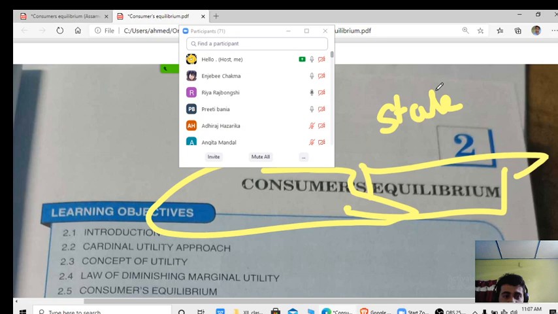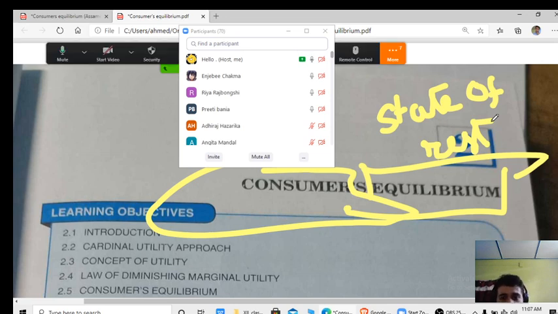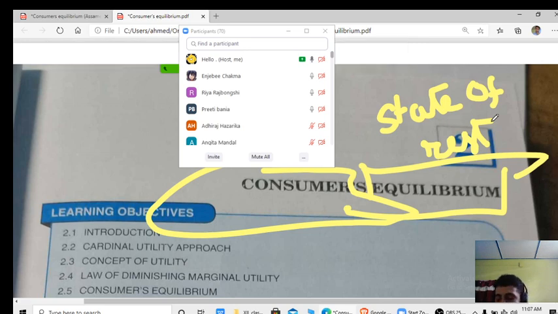State of rest মানে a situation from which the consumer does not want to deviate. Okay? That means equilibrium is the best possible situation where the consumer attains the maximum possible satisfaction. So if he purchases this good, then he is in equilibrium. When we say he is in equilibrium, that automatically means that he is getting the maximum possible satisfaction.